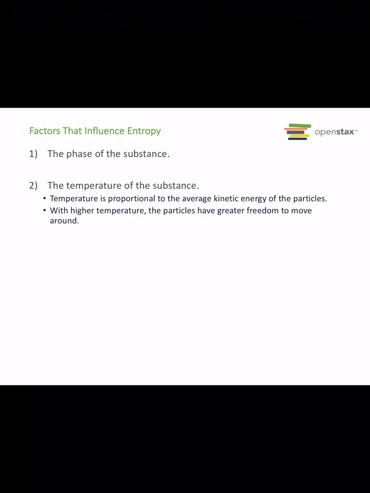So there are 4 factors that influence entropy. The first is the phase of the substance. Is it a liquid? Is it a solid? Is it a gas? And so systems that are gaseous, right, those molecules are moving freely. There's more disorder. There's more randomness in a gaseous phase. So the sign for delta S for a gas is going to be higher than that of a solid.